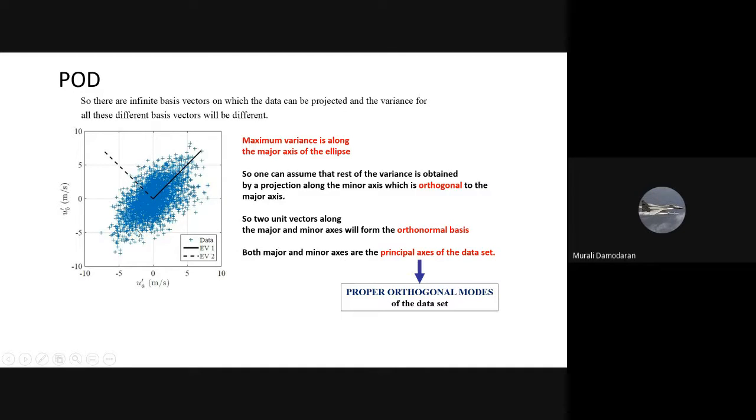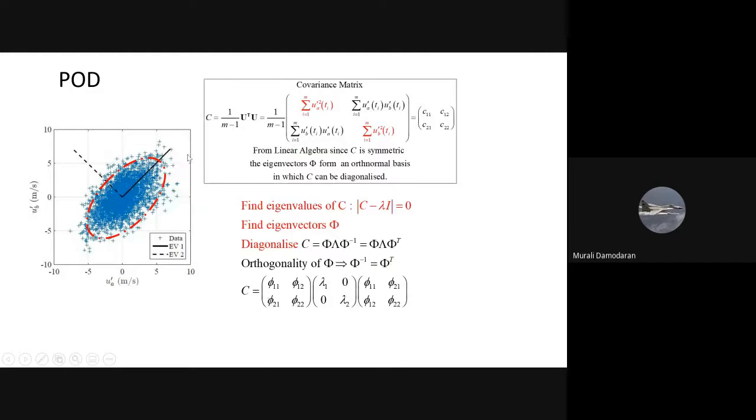So basically, if I project all these data points onto these two lines, then I have a set of data which captures most of the essential features of the entire data set. It may not be fully represented, but that is a way to do it.